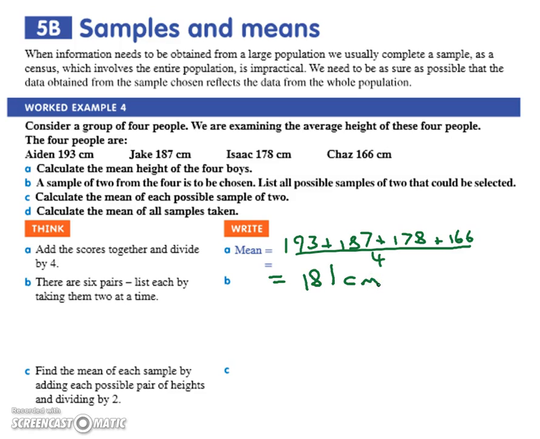All right, should have got the mean by now. 181. Just add them all up, divide by 4, and that gives you 181. Question B says a sample of 2 from the 4 is to be chosen. List all the possible samples. Okay, start listing them for me. What are they?